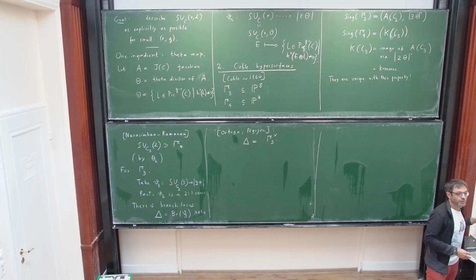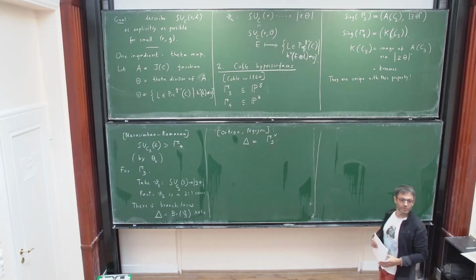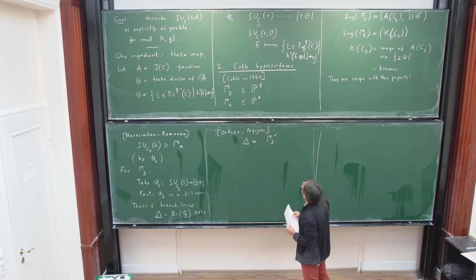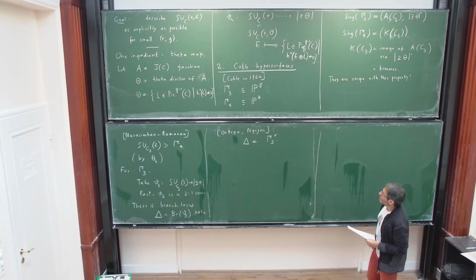Is Gamma 4 known to be rational? I beg your pardon? Is Gamma 4 rational? No, Gamma 4, I think yes. Gamma 4 is rational. Okay.